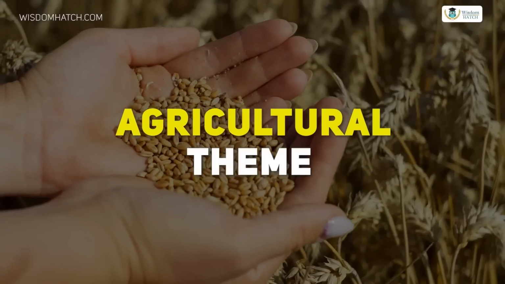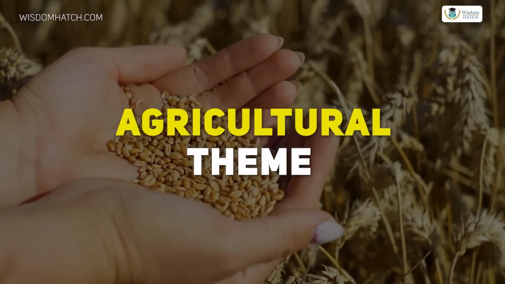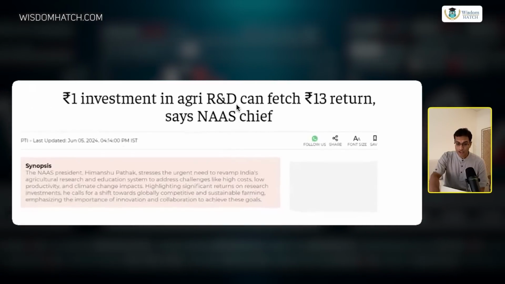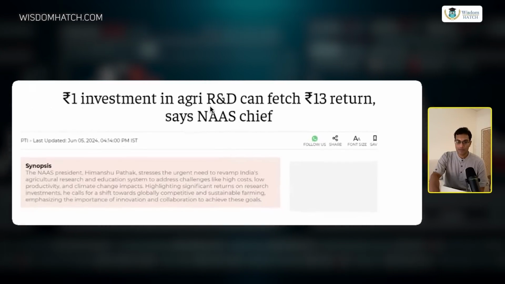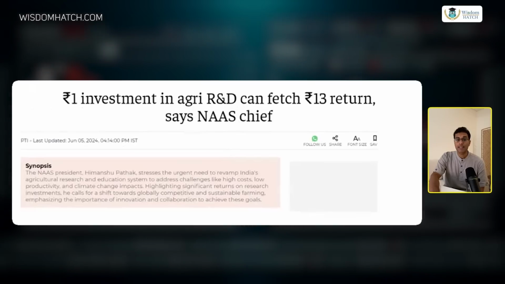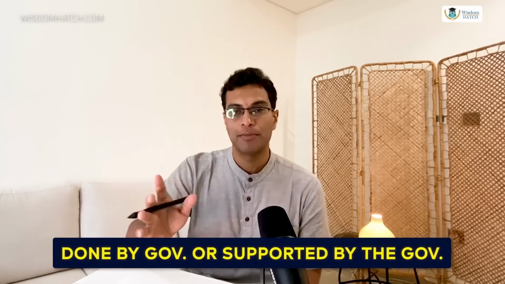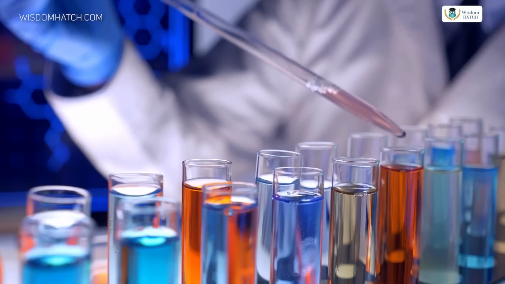So the first theme that I'm bullish about is agricultural theme. Now there was a statement that was issued by NAAS chief. उन्होंने बोला कि अगर आप ₹1 का investment करते हो in agri R&D, then 13 can be fetched. Now the agri R&D is mostly done by the government or is supported by the government, right? So because उसपे subsidies वगैरह बहुत मिलती हैं. So यहाँ पे जैसे for example specialty chemicals की theme काफी चल पड़ी थी, right?